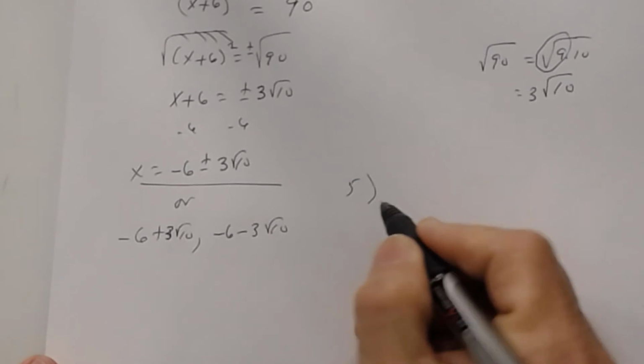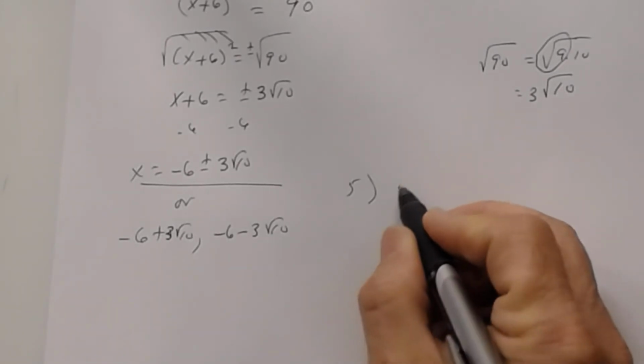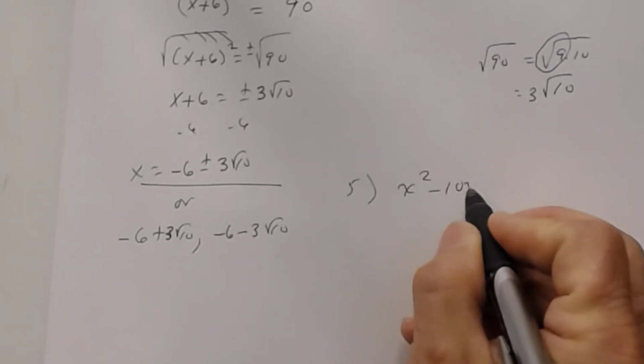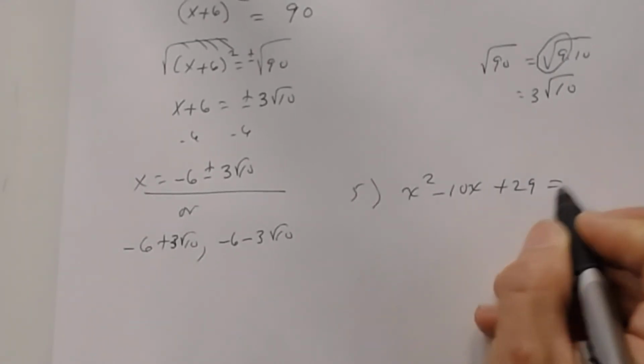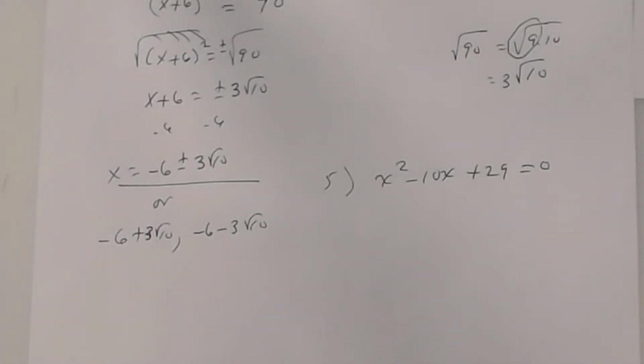And then one more, number 5. X squared minus 10x plus 29 equal 0. Again, notice the coefficient of x is an integer, and that integer, you'll see the 10 there, is even. That's the first step.